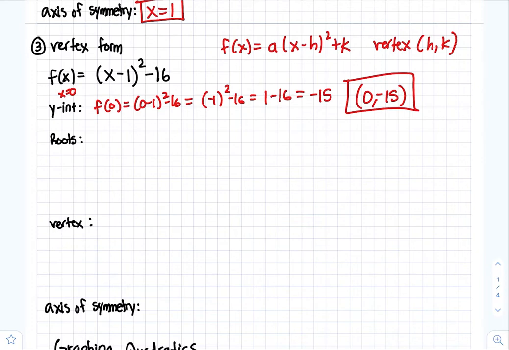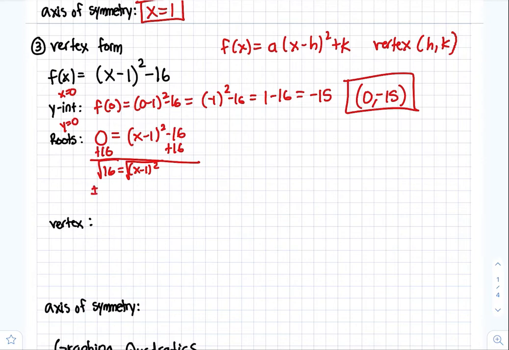Now for your roots, set y equal to 0. So that's the same thing as saying f of x equals 0. So 0 equals x minus 1 squared minus 16. Now you have to solve for x. So add 16 on both sides. And then we have to get rid of that second power, so square root both sides. And remember, when you square root, you get plus or minus the square root of that, which is 4.